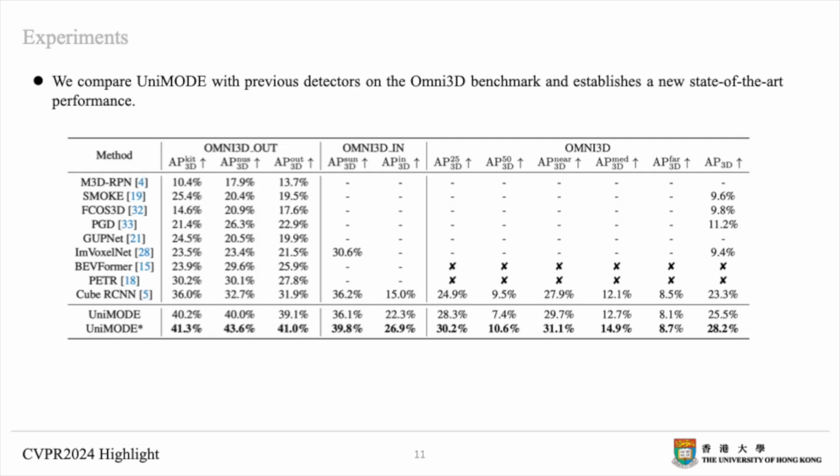Combining all the developed techniques, our proposed detector UniMODE is obtained. We have performed extensive experiments to verify the outstanding performance of our detector. The experiment is mainly conducted on the benchmark Omni3D, which contains many diverse scenes of 3D object detection data. We compare our method with many previous popular detectors, and the results are presented in this table. We can observe that UniMODE obtains significantly better performance than all the compared methods.